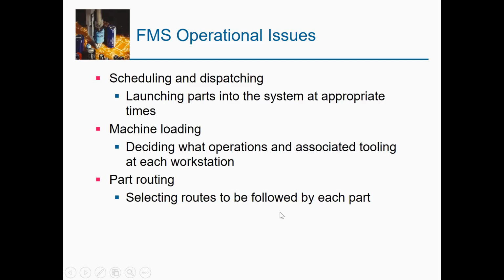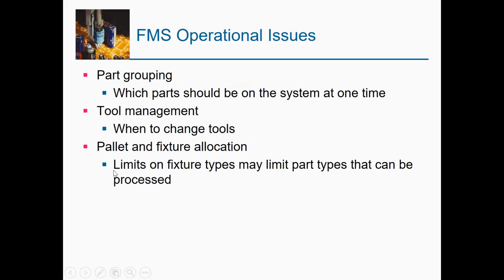For example, in job shop scheduling, each part has a specific, you may say special, route, a special sequence which is concerned with that part. Every part must have some sequence, and you need to follow the sequence for that part, right? So in scheduling, you must know the route, the sequence of each part. Part grouping: which parts should be on the system at one time. Tool management: when to change the tools, right?